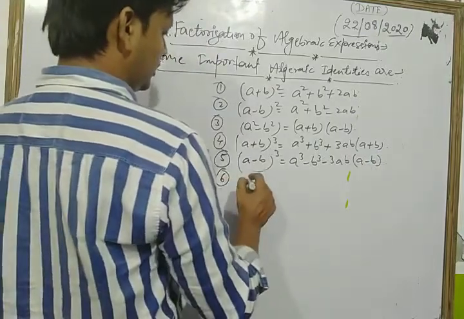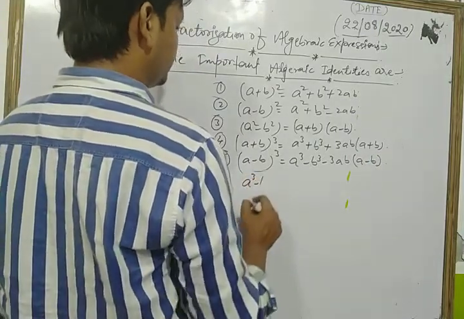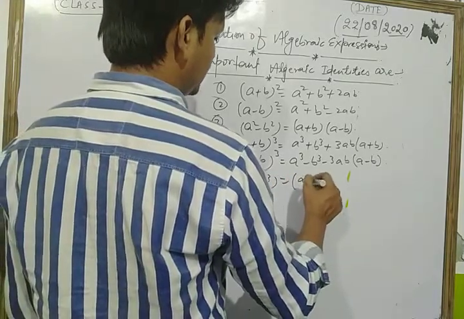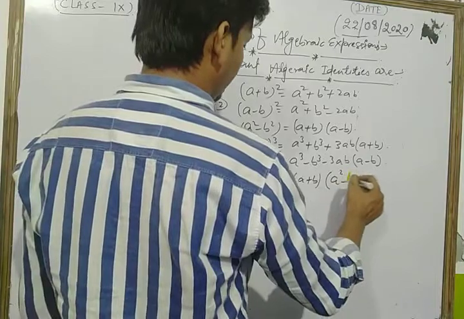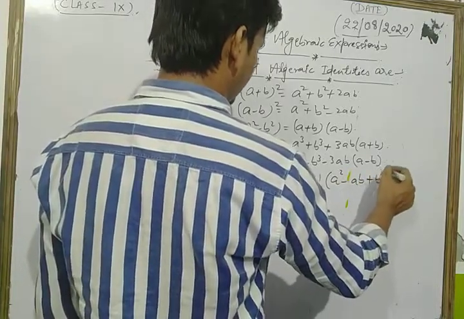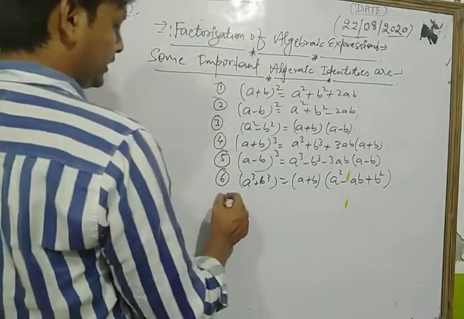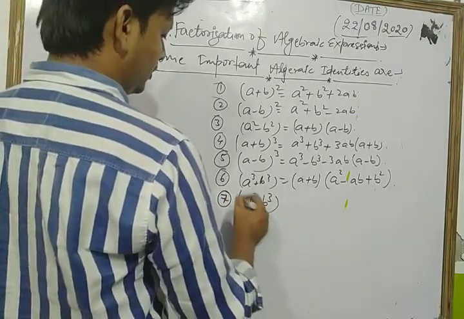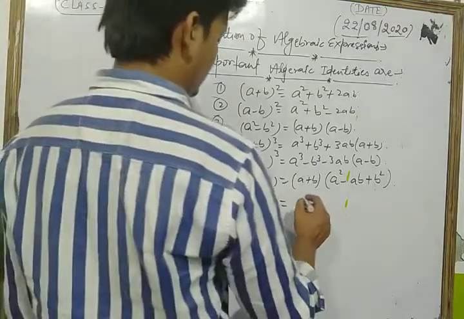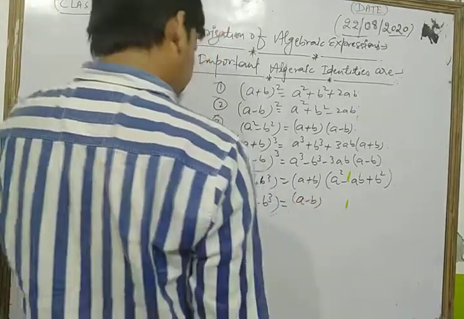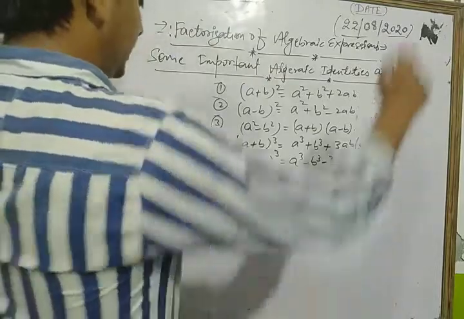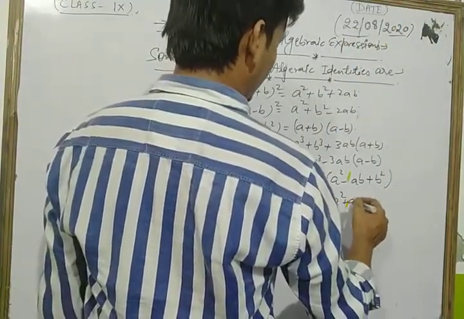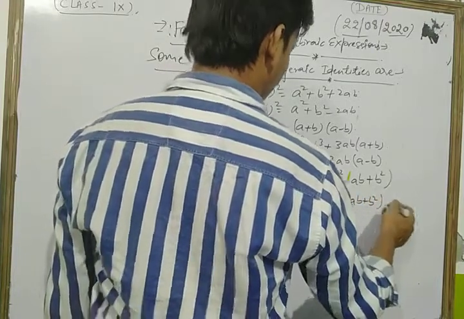Now the sixth one was a cube plus b cube. This is a very important identity: (a plus b) in one bracket, in another bracket (a square minus ab plus b square). We discuss the seventh algebraic identity: a cube minus b cube is (a minus b) in another bracket (a square plus ab plus b square).